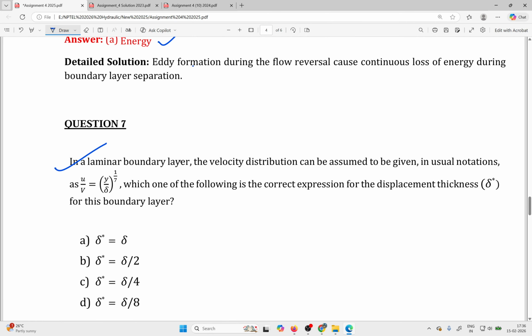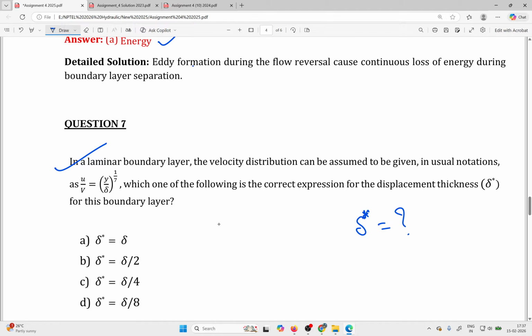So in laminar boundary layer, the velocity distribution can be assumed to be given in usual notations as u by V is equal to y by delta to the power 1 by 7. Which one of the following is the correct expression for the displacement thickness delta star for this boundary layer?